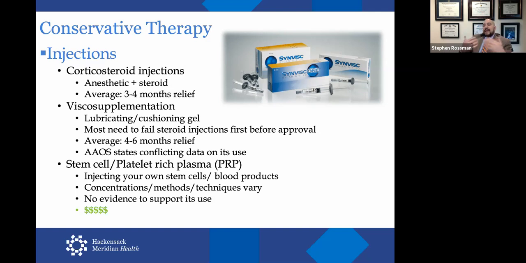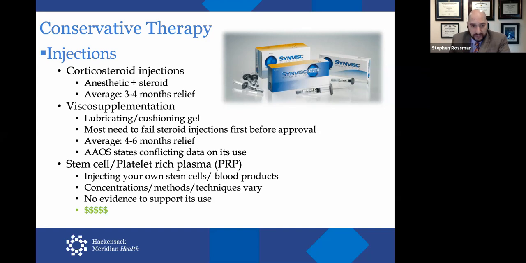The reason why this may or may not work is because as we develop arthritis, the joint fluid that our body naturally produces has a higher water content, so it gets more liquidy. By putting this viscosupplementation in, it's a really viscous type fluid, and it can in general maybe help cushion the knee, and that's what it's indicated for. It may last up to 4 to 6 months.